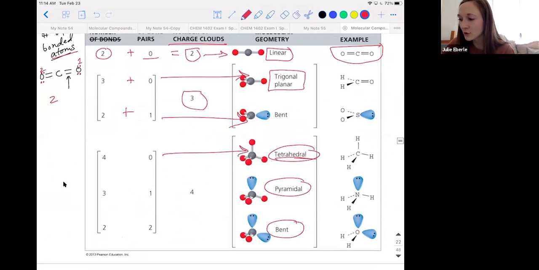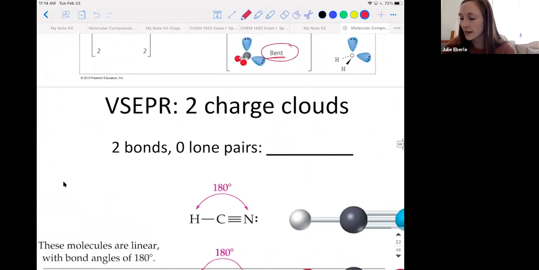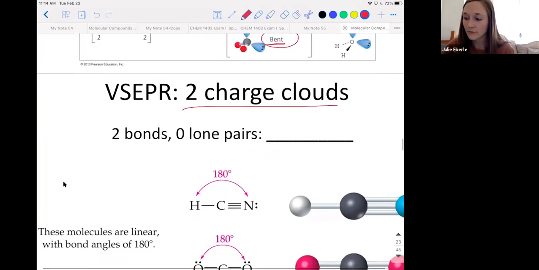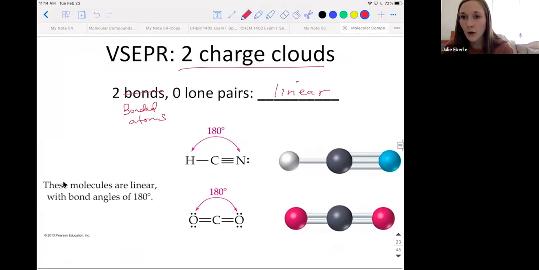Bent, tetrahedral, pyramidal, bent again. Okay, so let's walk through these step by step. All right, so if we have 2 charge clouds, which is what we just looked at an example of, 2 bonded atoms and 0 lone pairs, that is linear. That's how you get something linear. Here are 2 example molecules, CO2, one we already looked at, and then you also see HCN.